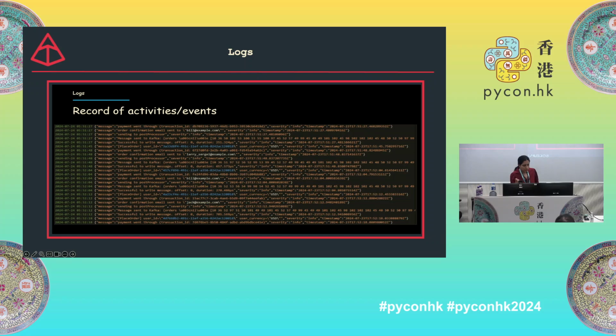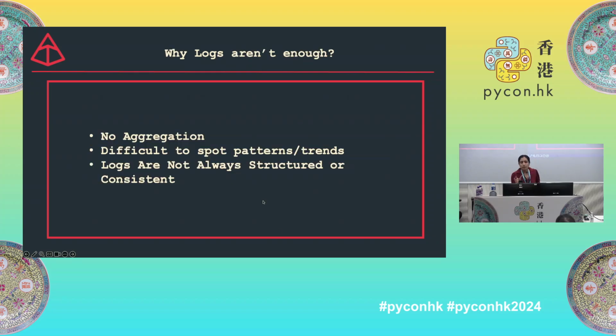So why do we need three pillars? Why not just logs are enough? Because logs don't provide aggregated data. Unlike metrics, logs don't provide aggregated data. For example, you might have logs, but you might not know how many requests failed in the last 5 minutes.